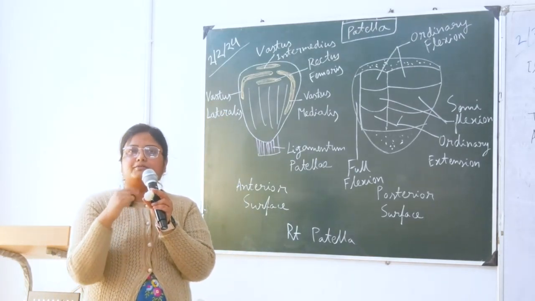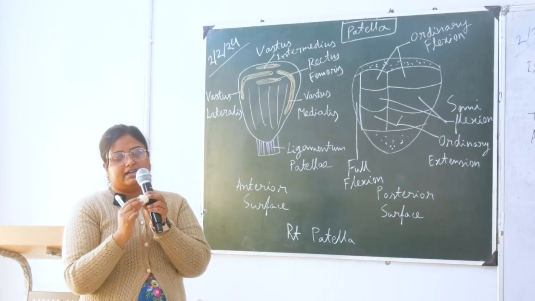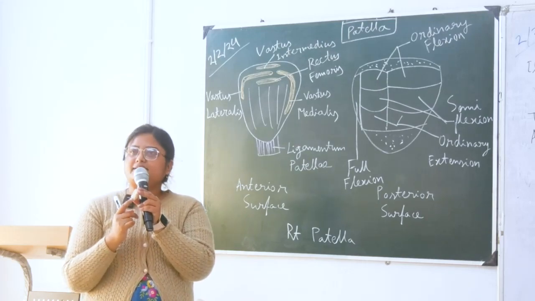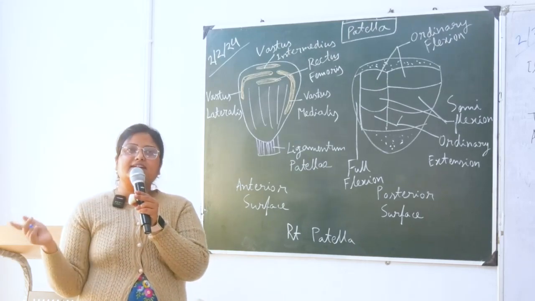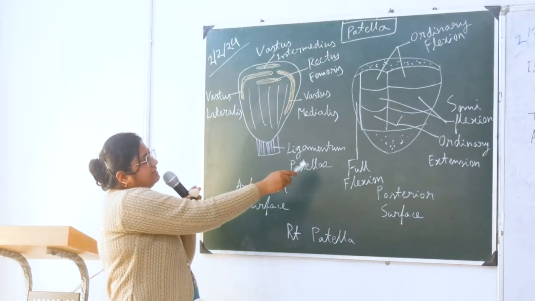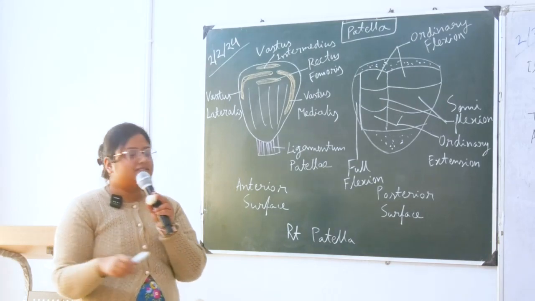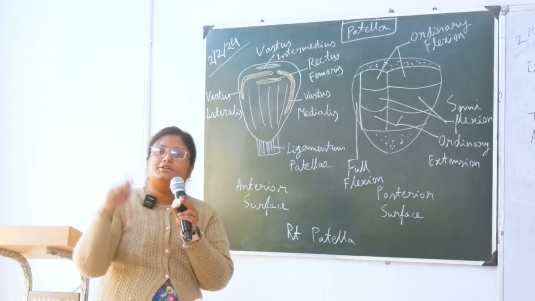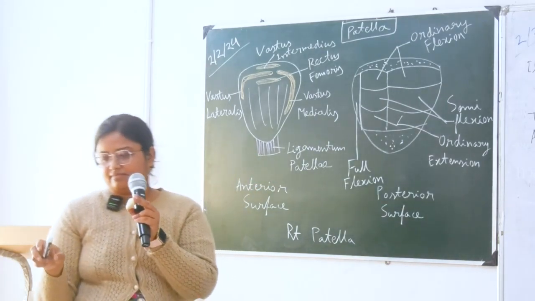So attachment of the 2 borders are covered, and at the rough area of the apex, there is attachment of the ligamentum patellae. So attachment of the apex is the ligamentum patellae. This is very frequently asked in your bones viva.